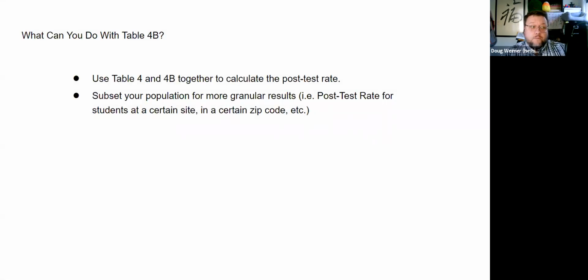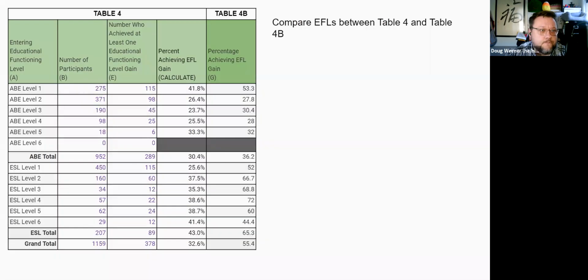Okay, what can you do with Table 4B? Well, you can use Table 4 and 4B together to calculate your post-test rate, which of course is something that all programs need to improve on: how many students can make it to post-test. But you can also, if you're able to subset your population, if you are able to do a Table 4B not on your entire program, but maybe just on students at one site or just on students that, I don't know, live in a certain geographic area and you want to see how they're doing, it's a way for you to analyze the instructional quality for those students. So let's do a little work with Table 4 and 4B.